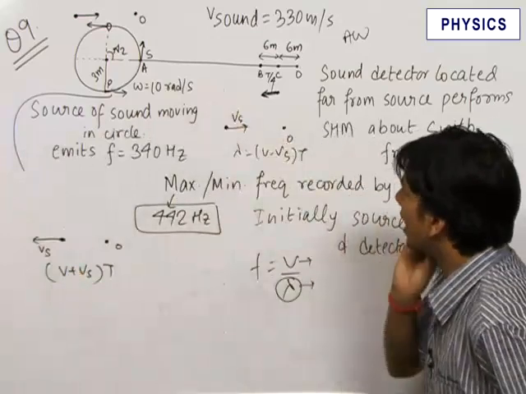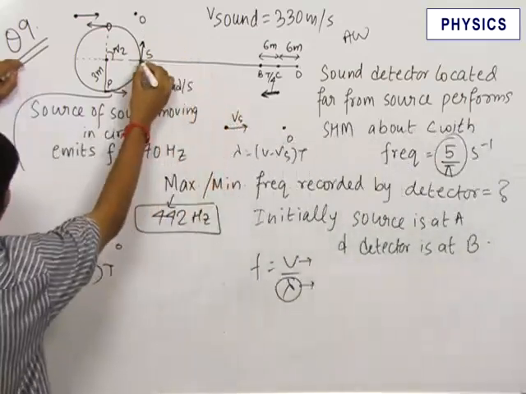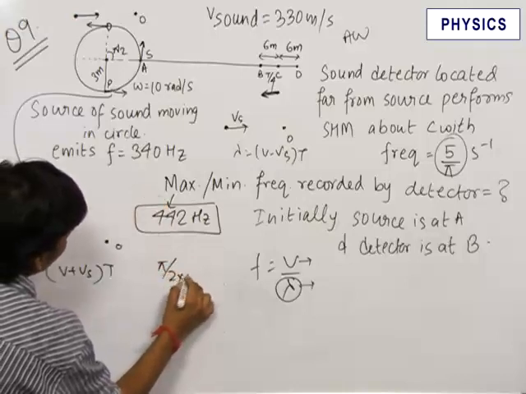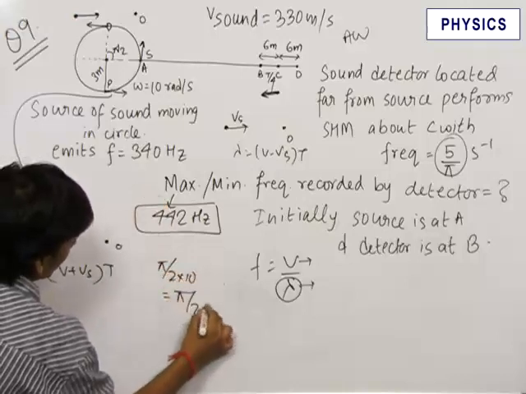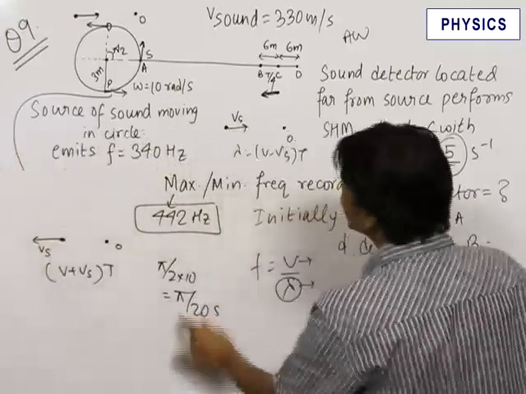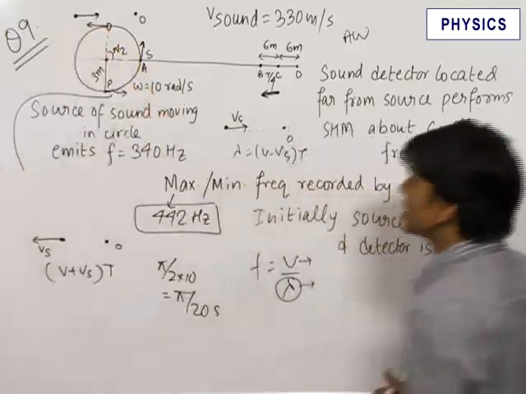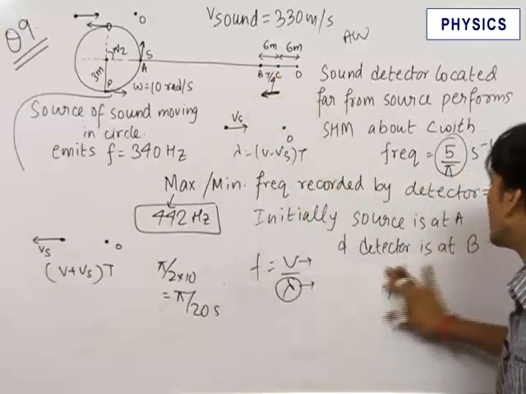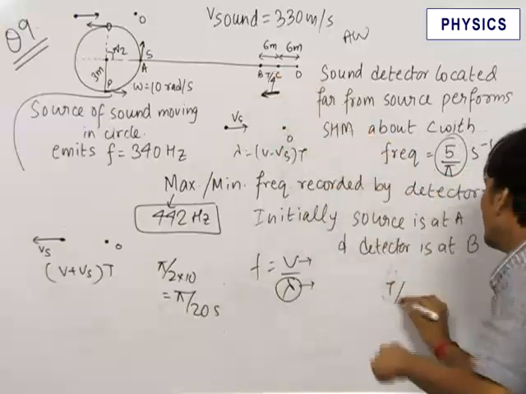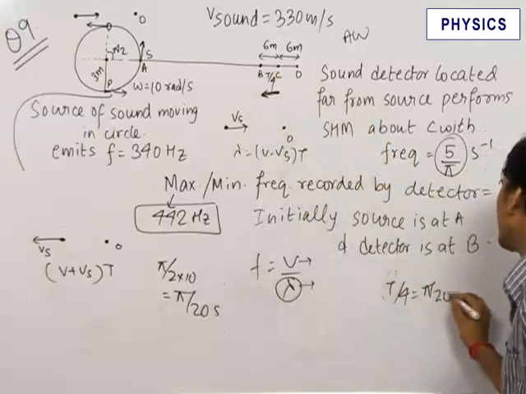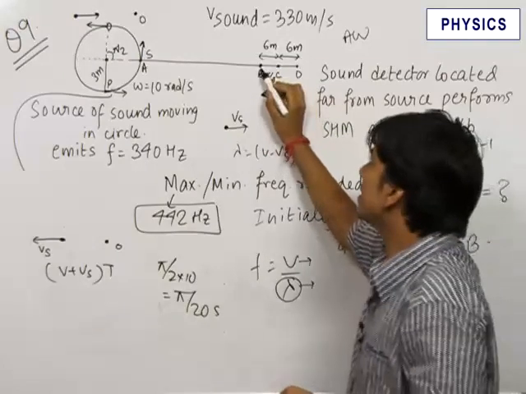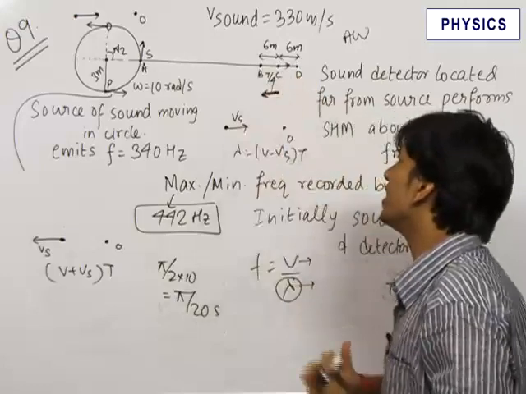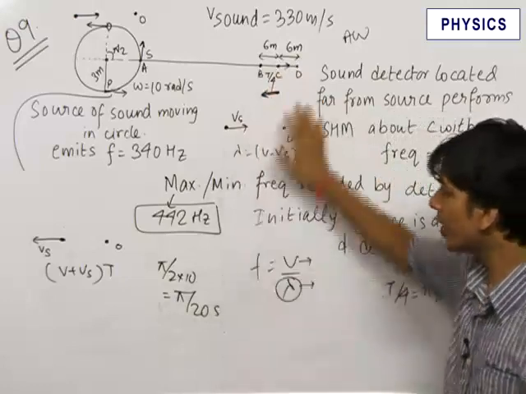Therefore let us take at that point the time taken by the source to reach from here to here is pi by 2 into 10, that is equal to pi by 20 seconds. So after pi by 20 seconds, the source is moving in this direction. So let us check what is happening over here in pi by 20 seconds. We know that T by 4 is equal to pi by 20 for this SHM. Therefore in pi by 20 seconds, the observer is at the equilibrium position and it is moving in the right direction. So we have done two things at a time.